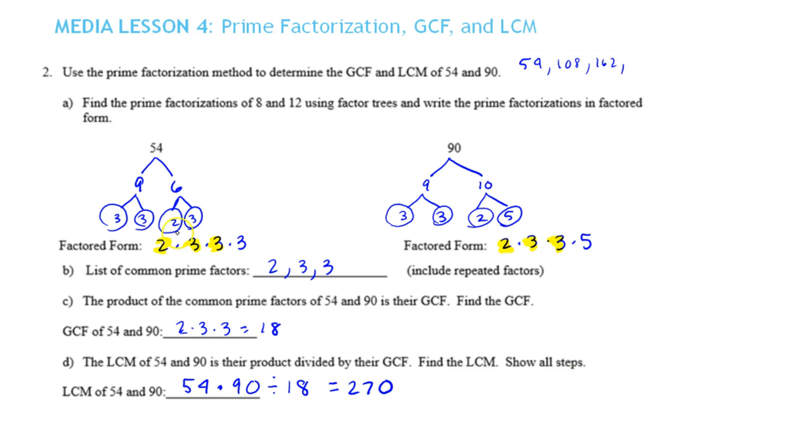To review, find the prime factorization, find the common factors. The product of the common factors is the GCF. The LCM can then just be found by multiplying the two numbers you're given and dividing by the greatest common factor.